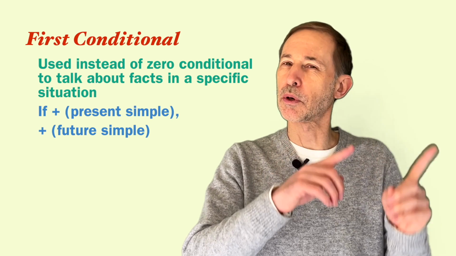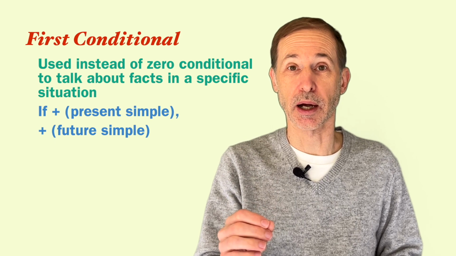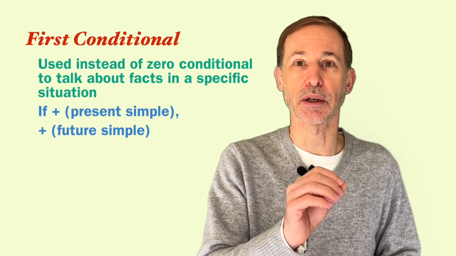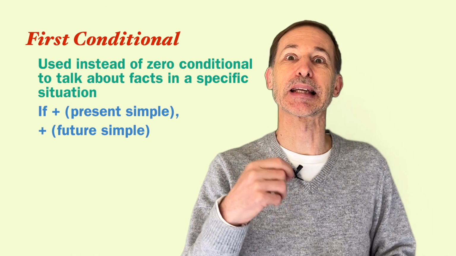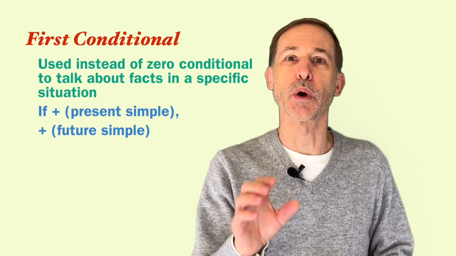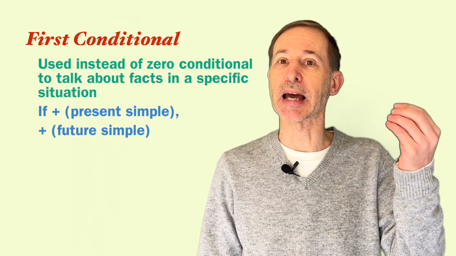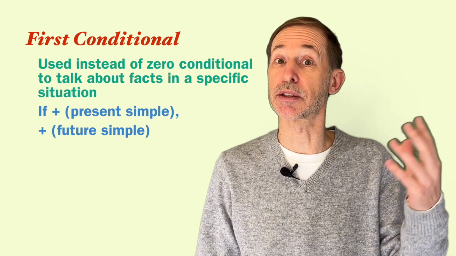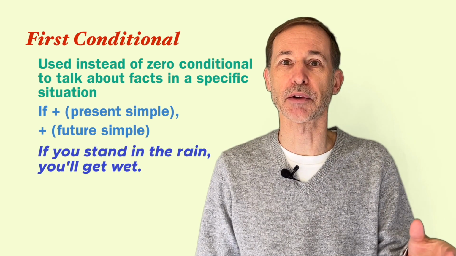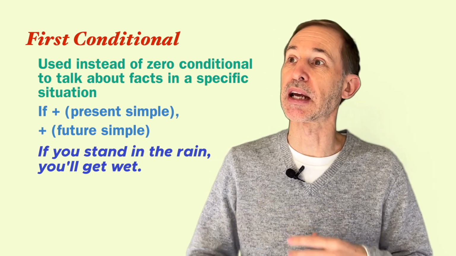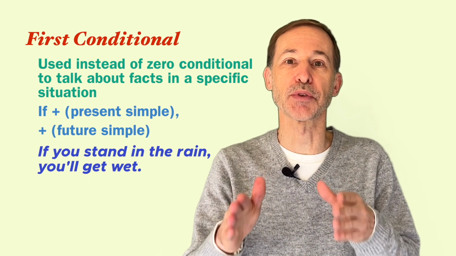Now we saw before that the zero conditional is used with facts, things that happen all the time under that specific condition. But the first conditional can also be used instead of the zero conditional when we refer to a specific situation. For example, if you stand in the rain, you get wet with the zero conditional. With the first conditional, we can say, if you stand in the rain, you'll get wet. So it's raining outside now. If you stand in the rain now, you will get wet. So it's a specific situation.